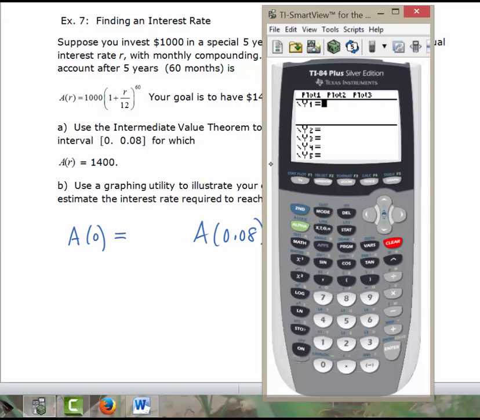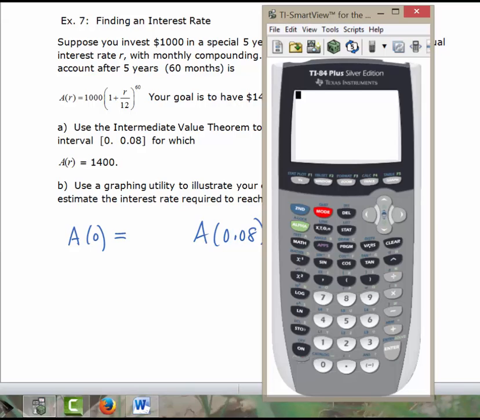So I'm going to go into y equals. I'm going to clear out any functions that were there, and I'm going to type in the 1,000, open parentheses, 1 plus, we'll use x instead of r, so x divided by 12, close the parenthesis and use the caret key and raise that to the 60. Now I'm going to quit out of this, second quit, and I just want to evaluate. Now you can use a table here, but I'm going to refresh your memory on how to use the vars key. I just want to evaluate this for two different values, for 0 and for 0.08.